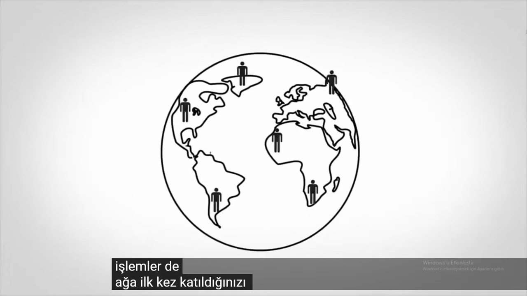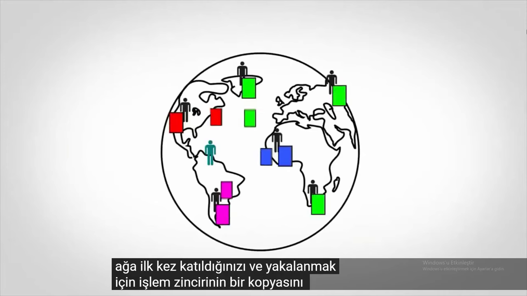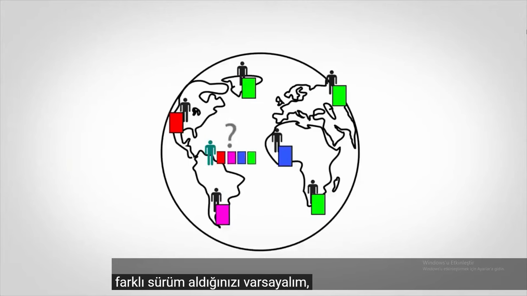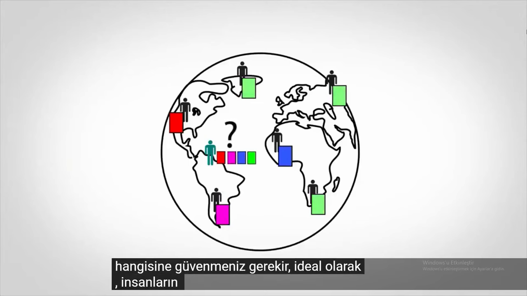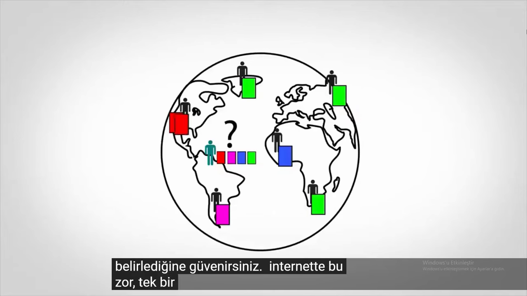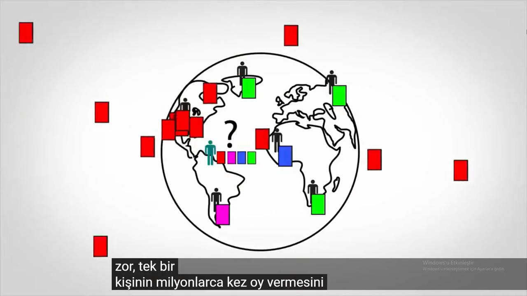Suppose you're joining the network for the first time and request a copy of the transaction chain to get caught up but receive several different versions. Which one should you trust? Ideally, you would trust the one that the majority of people are using, but determining this on the internet is difficult. What would stop a single person from voting millions of times?